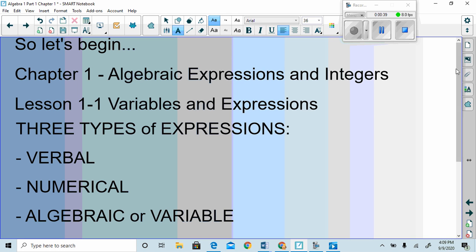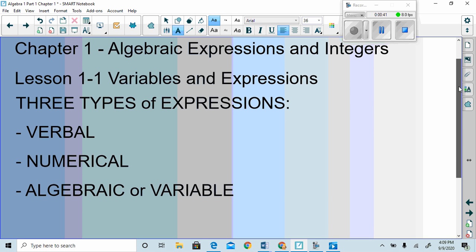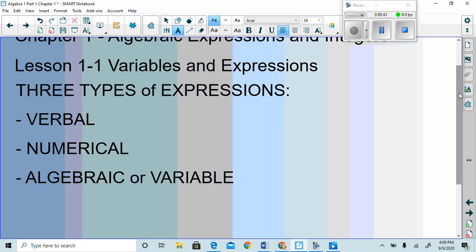The very first thing we're going to talk about are the three types of expressions. There are verbal expressions, which consist of all words. There are numeric, that just contain numbers and operation symbols. And then there are algebraic or variable expressions, which are a combination of numbers, operations, and variables.